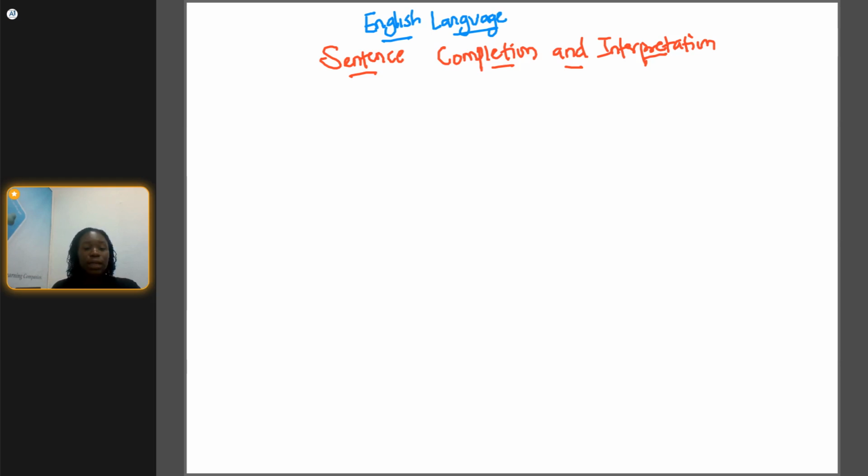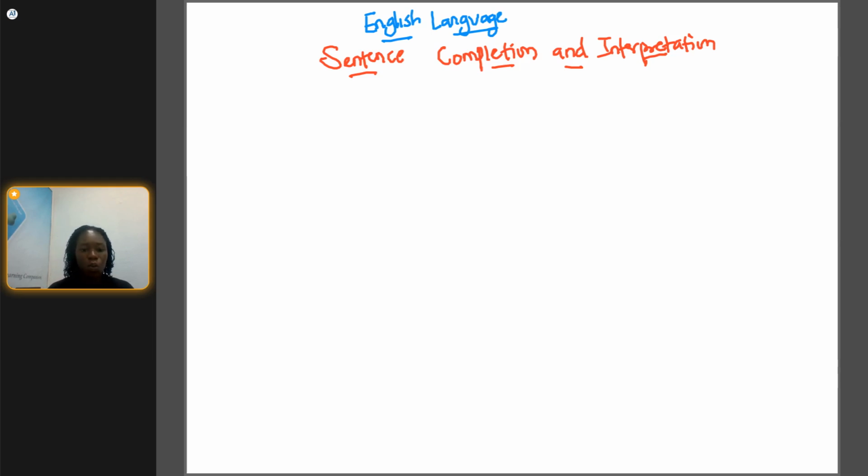And we're looking at the types of sentence completion questions. There are four of them that I'm going to be giving to you, and these four will help you know the type of question. When you see the fill in the gap question, you already know that this one belongs to this particular category, and you would be able to know what to do with it.